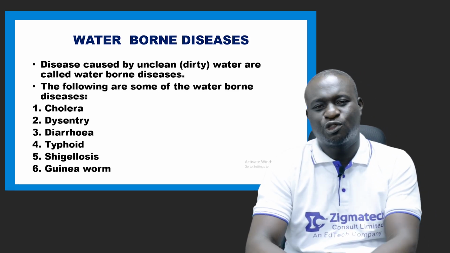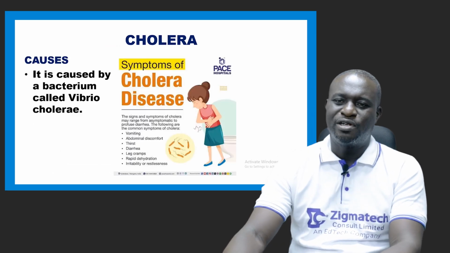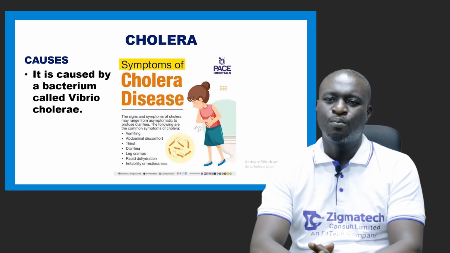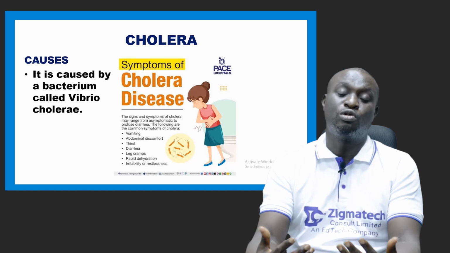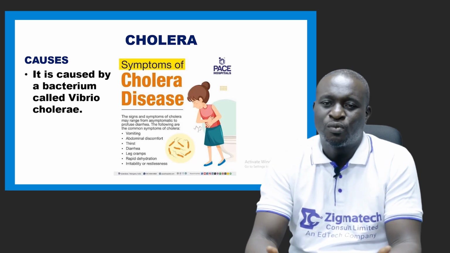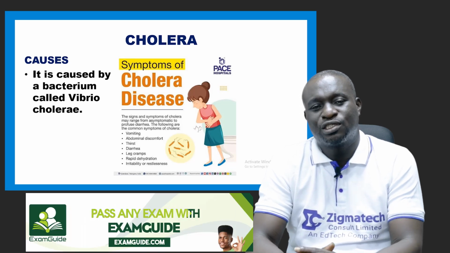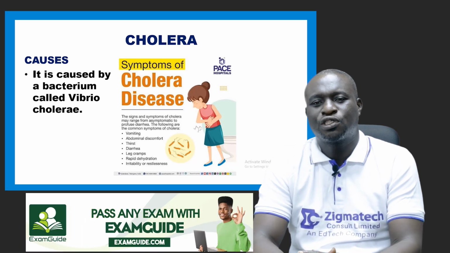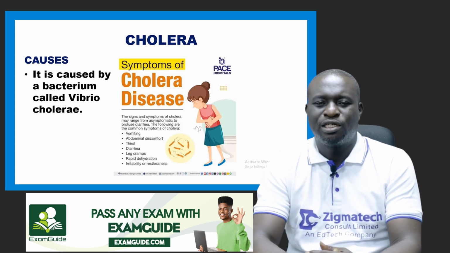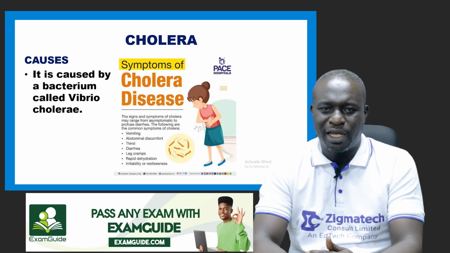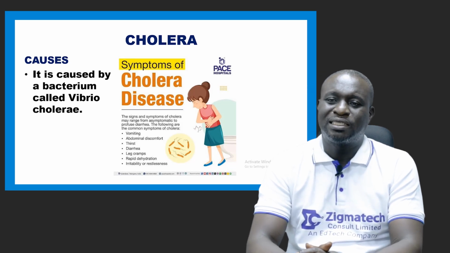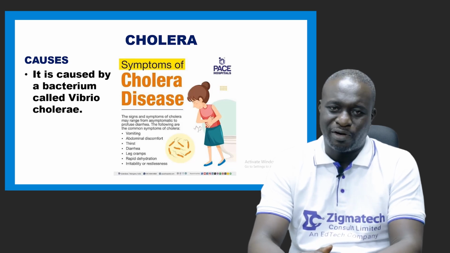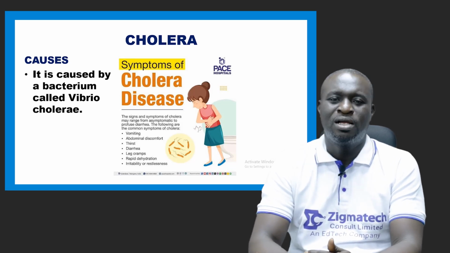Now, let's begin with the first one, which is called cholera. I believe the word is not so new. We're going to be looking at some of the symptoms of cholera and what someone might notice when one contracts the disease called cholera. Now, cholera is caused by a bacterium, and that bacterium is called Vibrio cholerae. So the bacterium that causes cholera is called Vibrio cholerae. And remember that the name of the disease is cholera. Hence, it actually came from the bacteria.